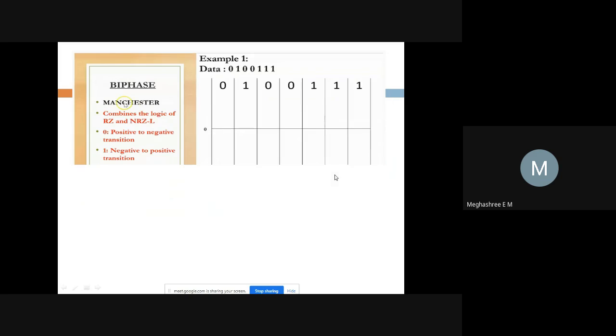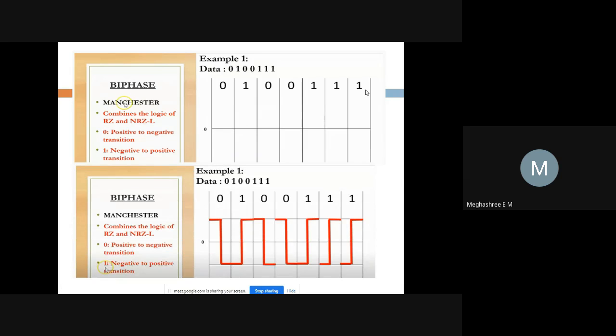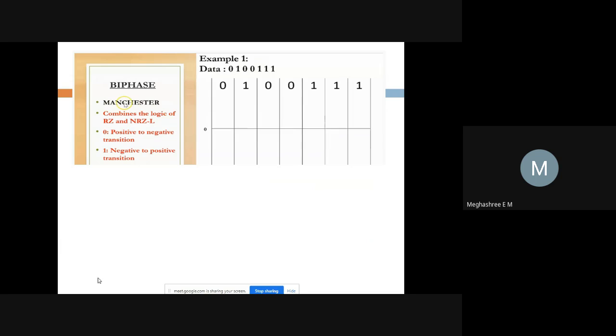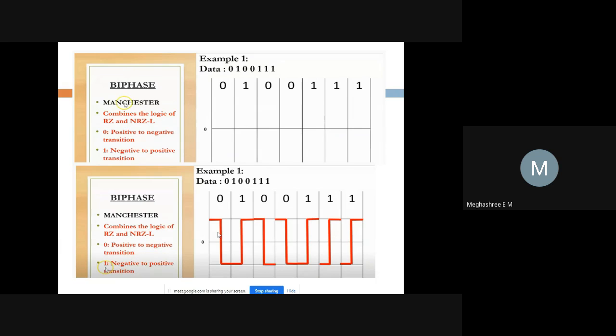Okay, so let's solve the problem now. Consider this is the given data and you have to solve it using the Manchester method: 0 1 0 0 1 1 1. Let's start. So 0, right? When there is 0, what you have to do? You have to move from the positive to negative. So you start from the positive and make a transition in the middle of the bit till the negative.